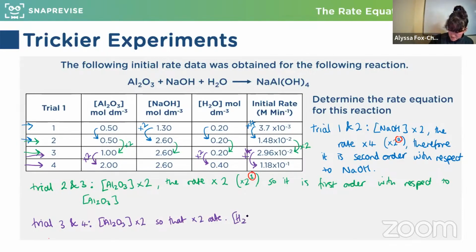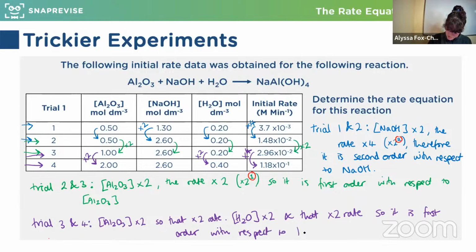The concentration of H2O has also been doubled, and that has further doubled the rate. Again, if the concentration of water has doubled and the rate has doubled, that means it must be first order with respect to water. So it is first order with respect to the concentration of water.